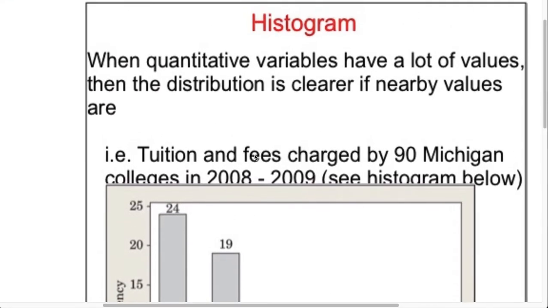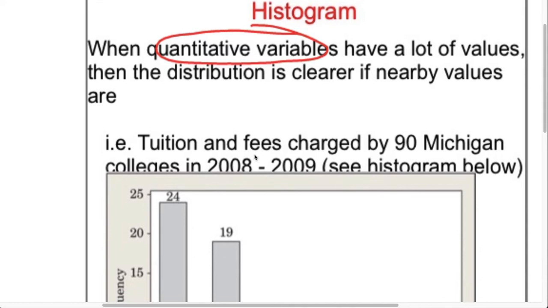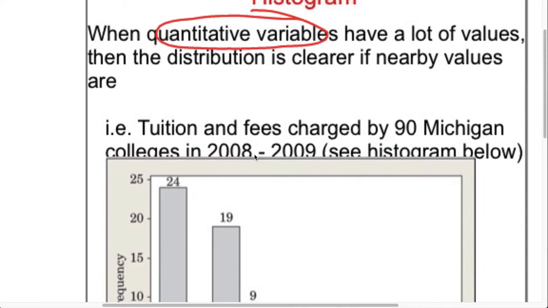Histograms. Histograms are like bar charts, but histograms are only for quantitative variables, not categorical, and specifically when the quantitative variables are nearby each other. It says when quantitative variables have lots of values, the distribution occurs if nearby values are grouped equally. When they are grouped equally.